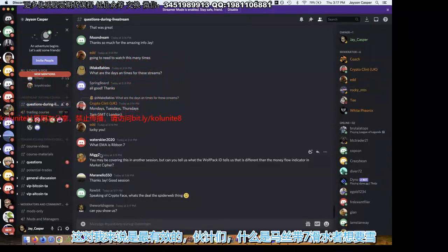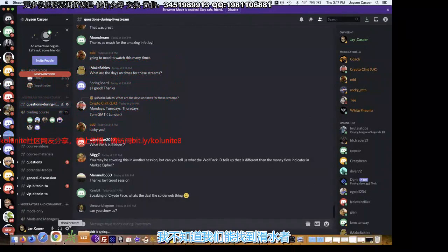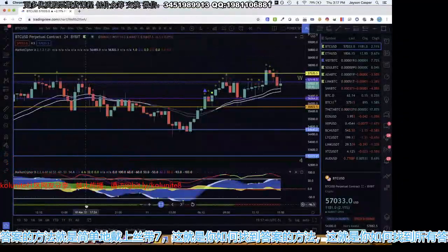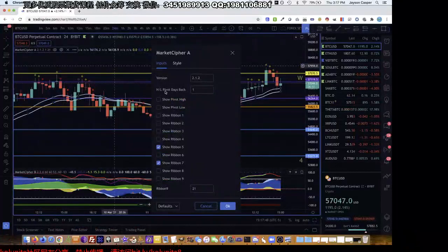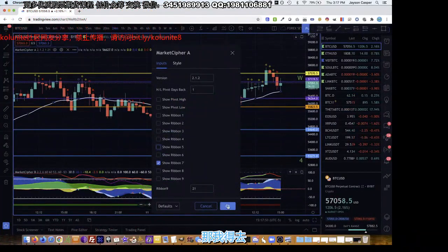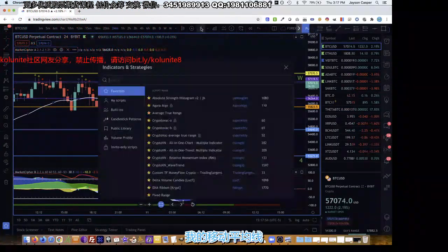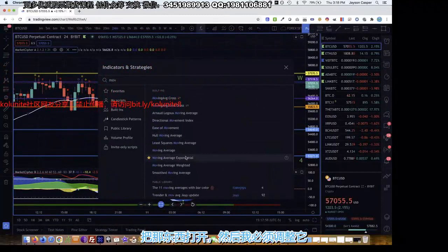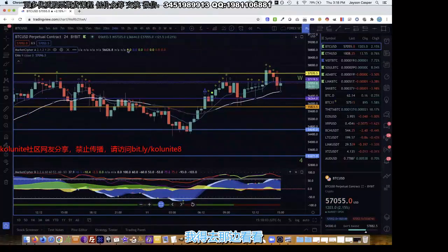What is EMA Ribbon 7? Water Skier wants to know. I don't know, Water Skier. We could find out. The way we find out is simply going and putting ribbon 7 on, and this is how you're going to have to find out all the ribbons, guys. So I'm going to put ribbon 7 on. Then I have to go to my moving average exponential and turn that thing on, and then I'm going to have to tune it.